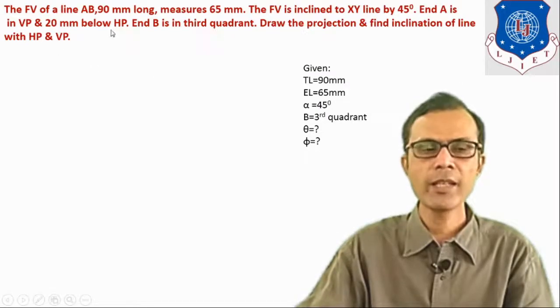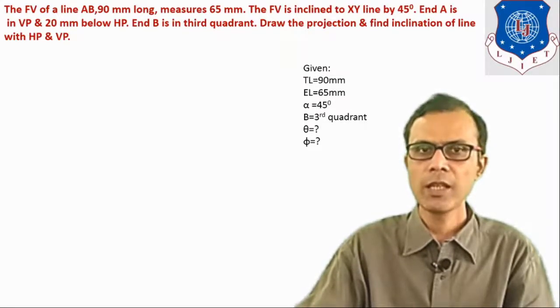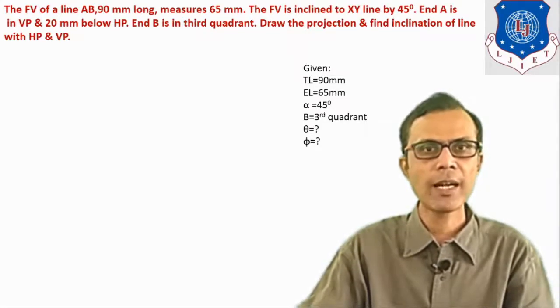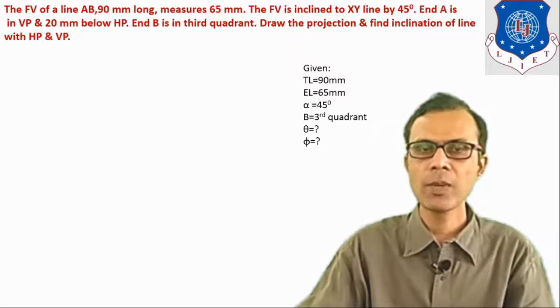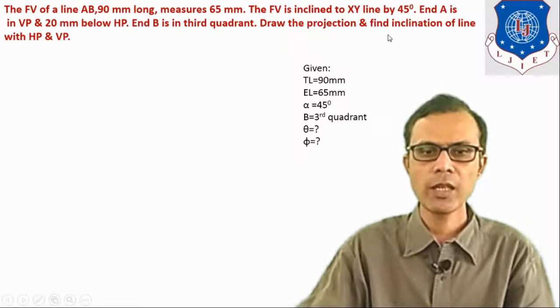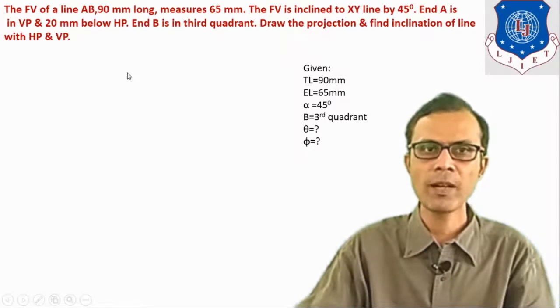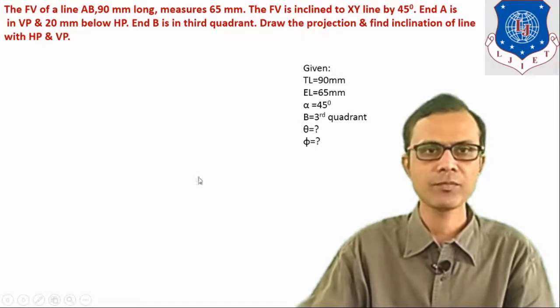Position of end A is given. Another end B is in the third quadrant. We know what the location for the third quadrant is: it is below HP and behind VP. So here the guideline is given. B dash will be below XY line and B point will be above XY line. Draw the projection and find the inclination of the line with HP and VP. It means we have to find the true inclination angle of the line with HP and VP. We have to find out theta and phi.